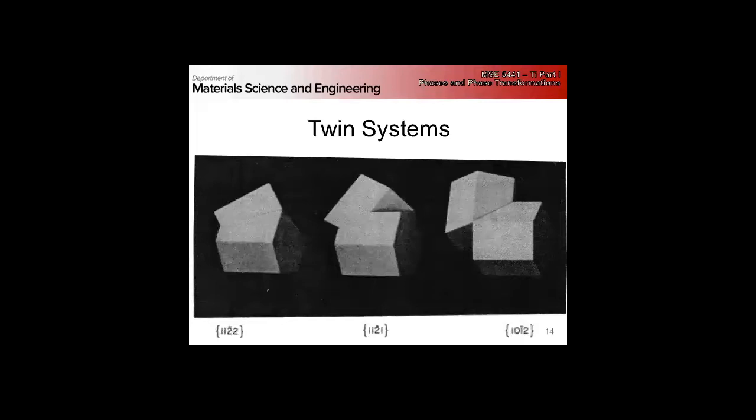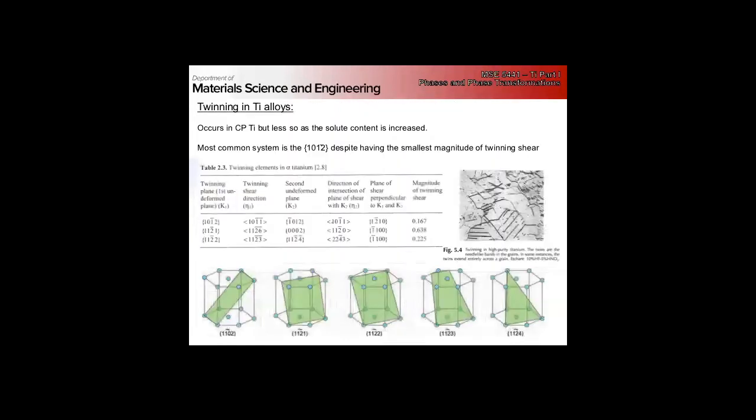So now I'm pulling on the C-axis. Am I going to have a similar response as compression, or will I have a yield asymmetry between tension and compression? I'm going to have a strong asymmetry, right? Because in one case I'm going to be activating this slip system. In the other case, I'm going to be activating this twin system, right?